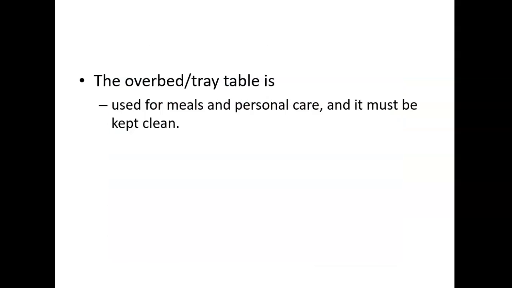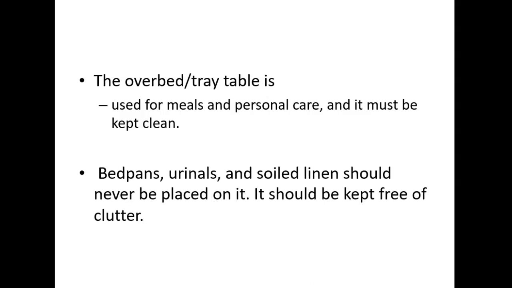The overbed tray or tray table is used for meals and personal care, and it must be kept clean. So you will see urinals on them, you will see things that shouldn't be on them, but it's for meals and personal care. And anytime you use it for personal care, like to do a bath, you're supposed to put one of the disposable pads on the tray underneath your bath basin. Bedpans, urinals, and soiled linen should never be placed on the tray table. It should be kept free of clutter.